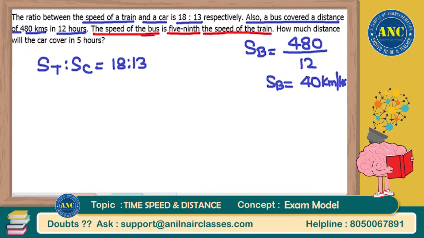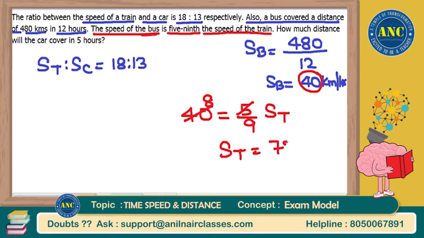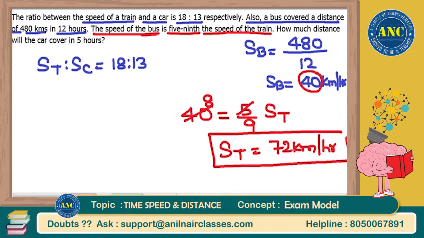Speed of bus we just now calculated as 40. Right? 40 is 5 by 9th times the speed of train. 5 into 8 is 40. 9 into 8 is 72. That means the speed of a train is 72 kilometers per hour. Can I say that according to the ratio, speed of train is 18 kilometers per hour. According to the question, speed of train is 72 kilometers per hour.